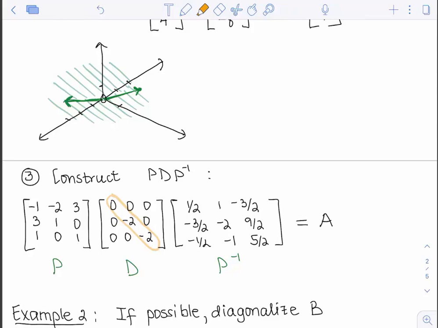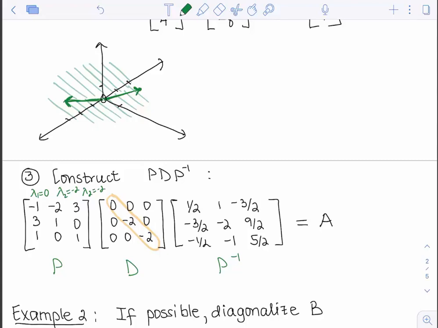Then the matrix P is the one that contains the linearly independent eigenvectors. And let me make sure that everything lines up correctly. So the first vector here is associated with the 0 eigenvalue. The second one is -2, and the same for the third one. And look, the multiplicity of -2 is 2, so it makes sense that we have this repeated value, right?